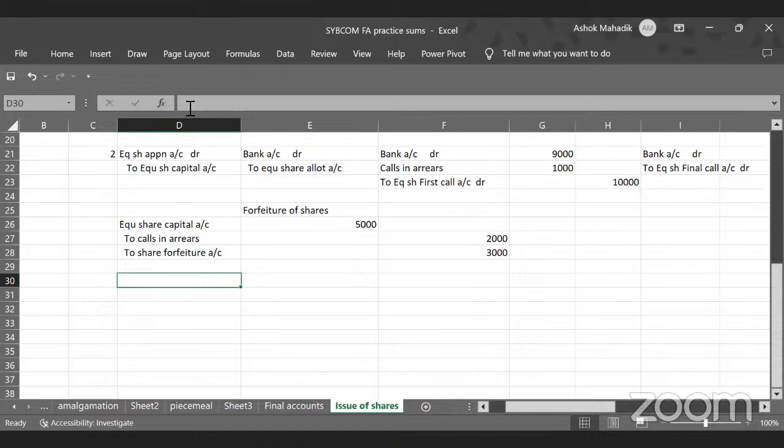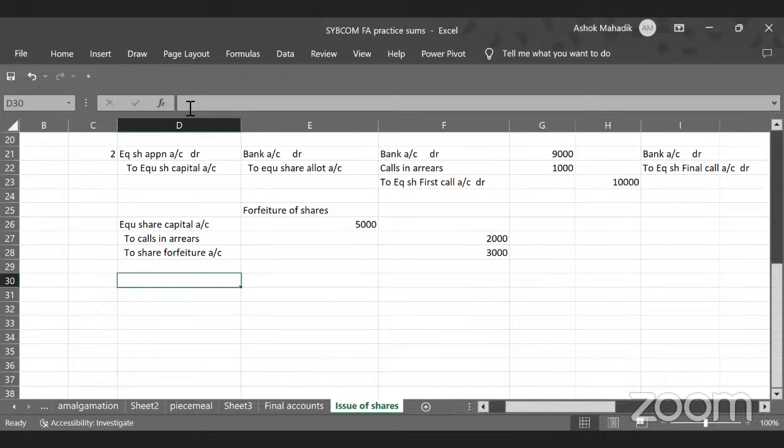These shares are for 5,000 rupees, so the company may sell them for only 4,000 rupees. A 1,000 discount it may give to the new buyer. So he will pay 4,000 rupees, but he will receive shares worth 5,000 rupees. So he is gaining 1,000 rupees, but the company is at a loss of 1,000 rupees, isn't it? Let us pass the entry for this.